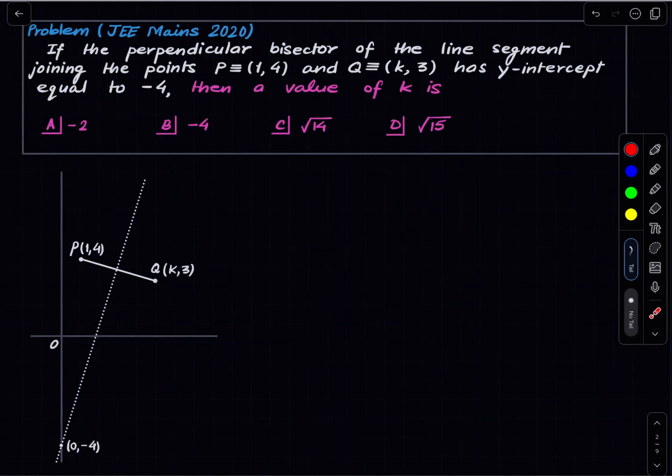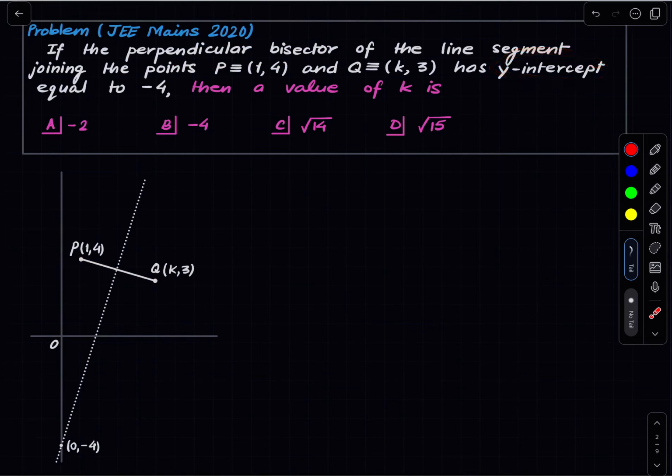Here is the next problem. So we have 2 points P and Q. The coordinates of P are given while the coordinates of Q are mysterious, where only the abscissa is unknown. We have called it K. And it is given that the perpendicular bisector of this line segment has a y-intercept.